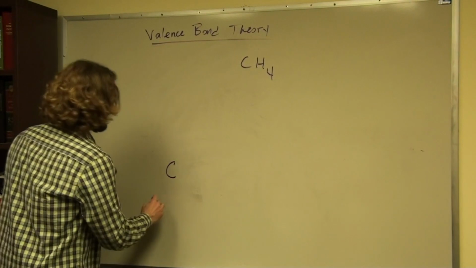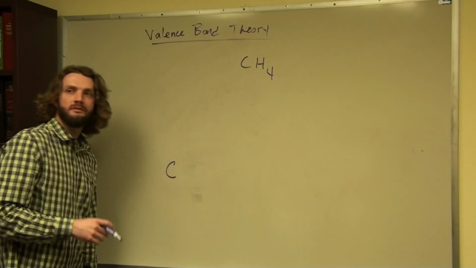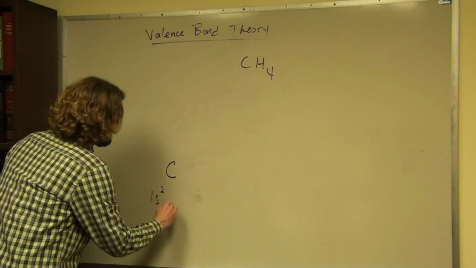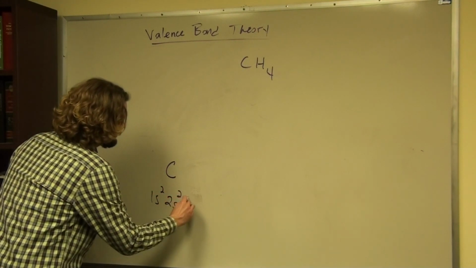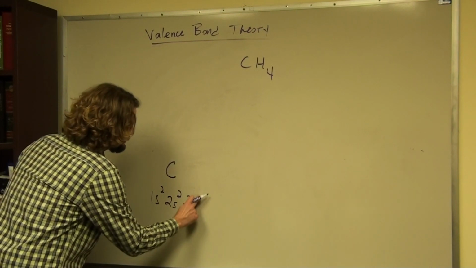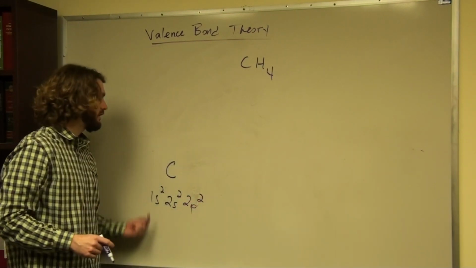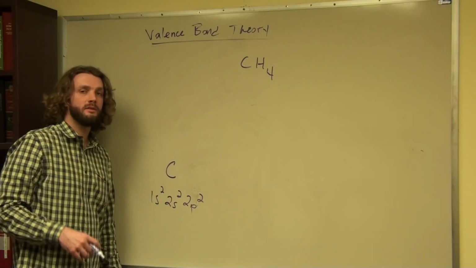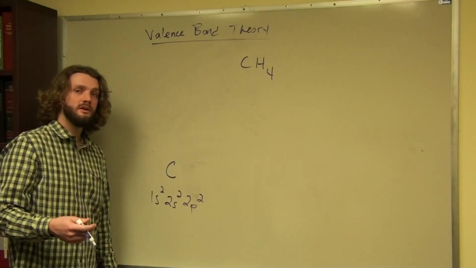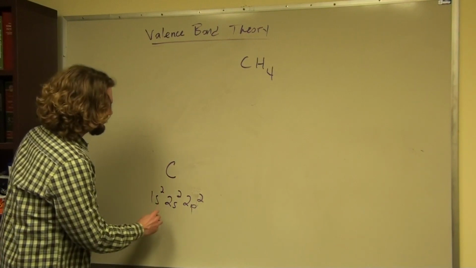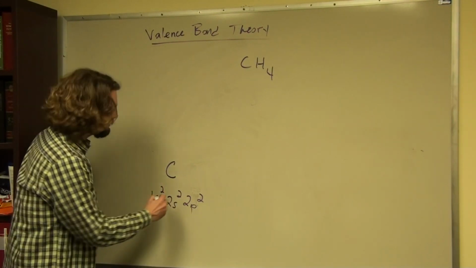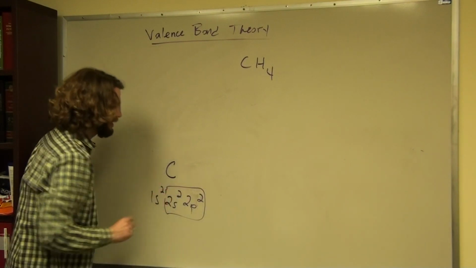If I draw just the electron configuration of carbon, I have 1s2, 2s2, 2p2. Okay, those are all of the electrons in a carbon atom, but not all of those participate in bonding. We know that the ones that do are called valence orbitals, valence electrons. So those are the outermost. So n equals 2 would be the outermost shell. So that's these 4 electrons.